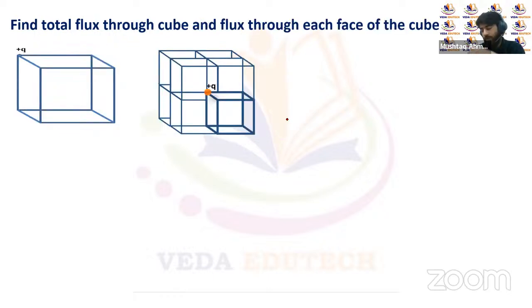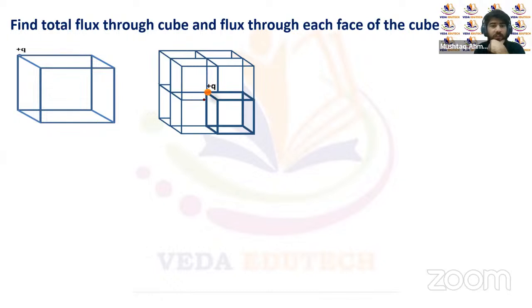Now the similar situation here, right? Similar question here, right? The question is to find the total flux through the cube and the flux through each face of the cube, right? The total flux through the cube we have to calculate, right?